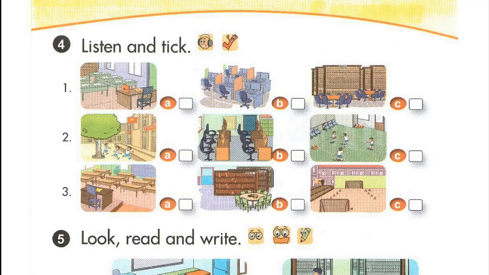Page 47. Lesson 1. Activity 4. Listen and tick. 1. That's the computer room. Is it big? Yes, it is. 2. That's the gym. Is it big? No, it isn't. It's small. 3. And that's the classroom. Is it big? Yes, it is.